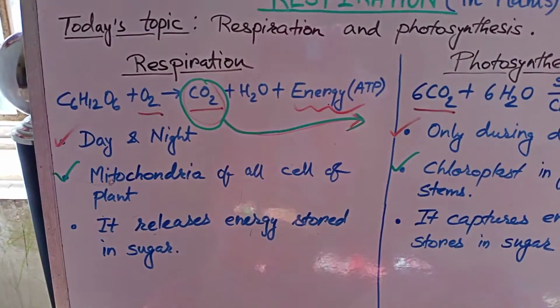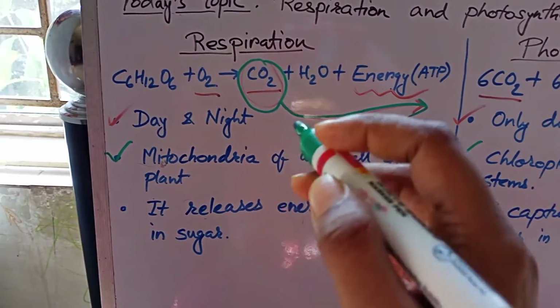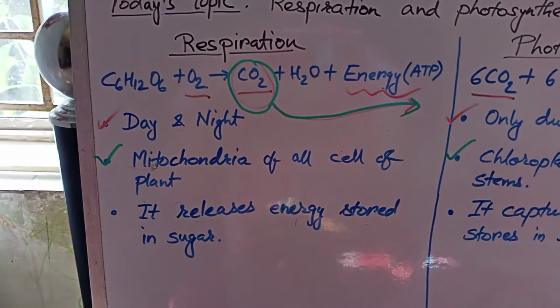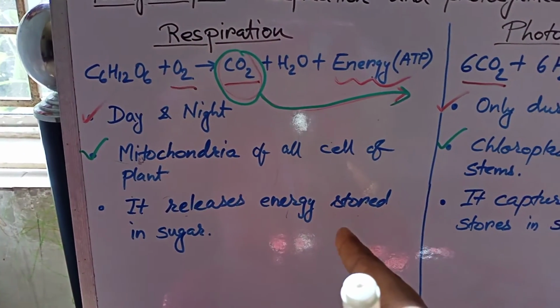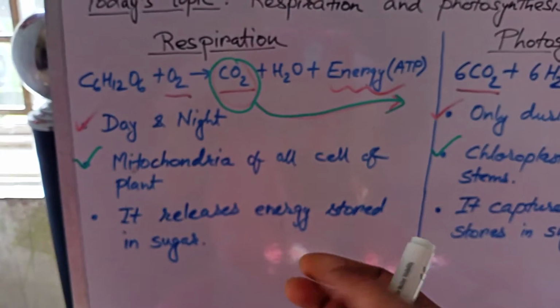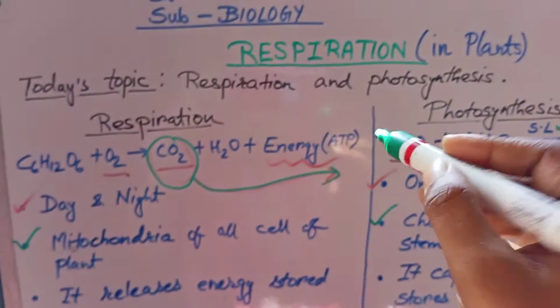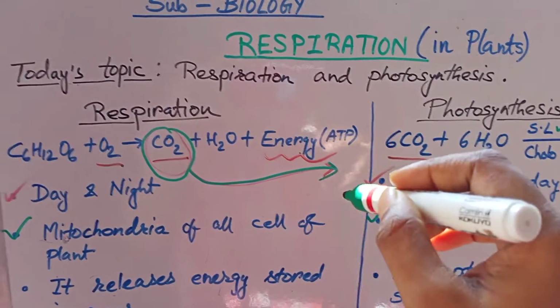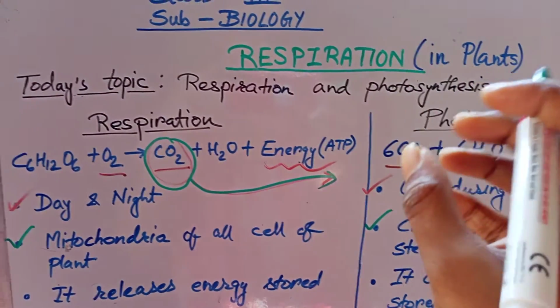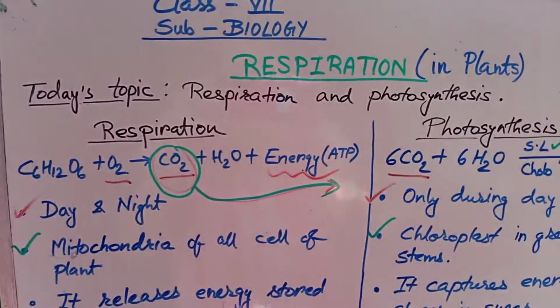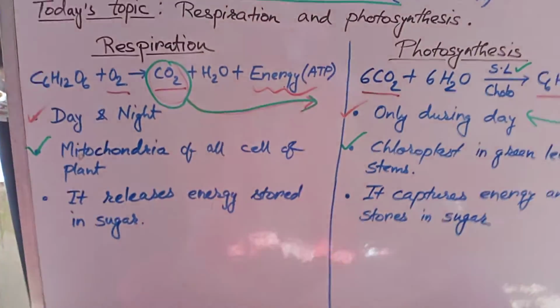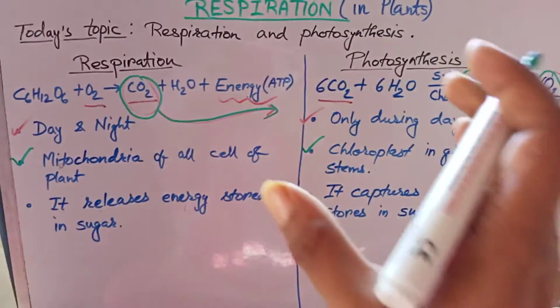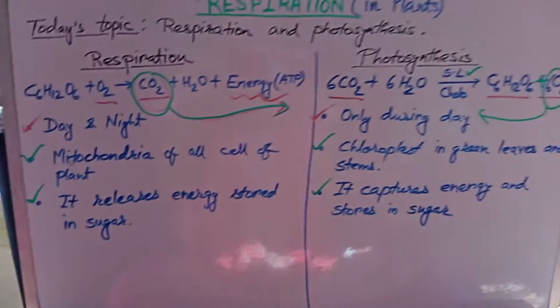Whereas in respiration, the energy that is stored within the sugar is released in this process, and that energy is stored in the mitochondria in the form of ATP. Okay, so these are the few basic main differences between photosynthesis and respiration.